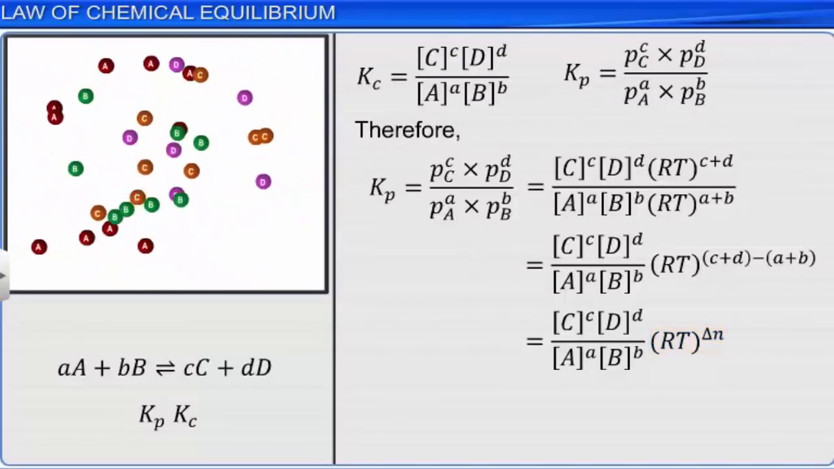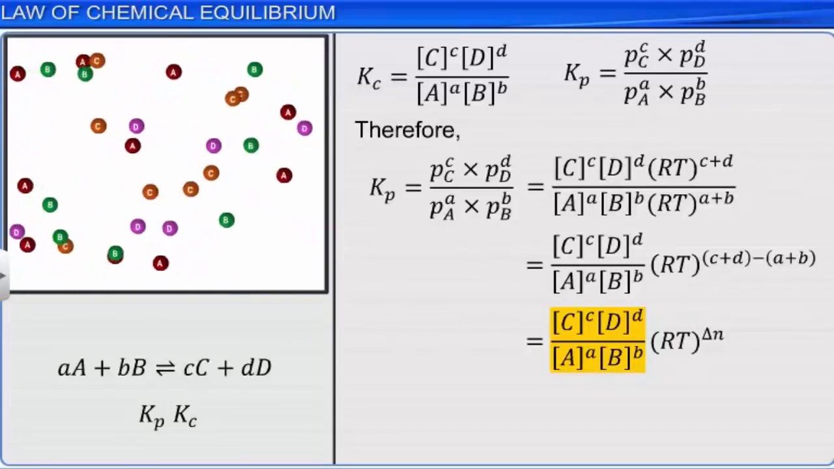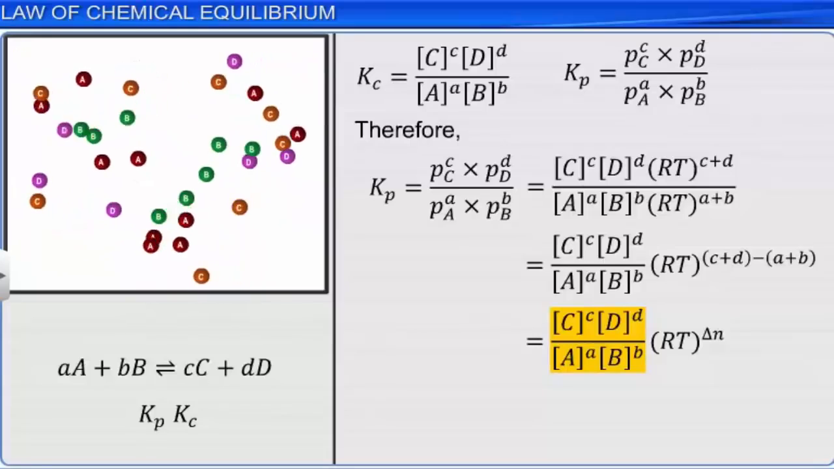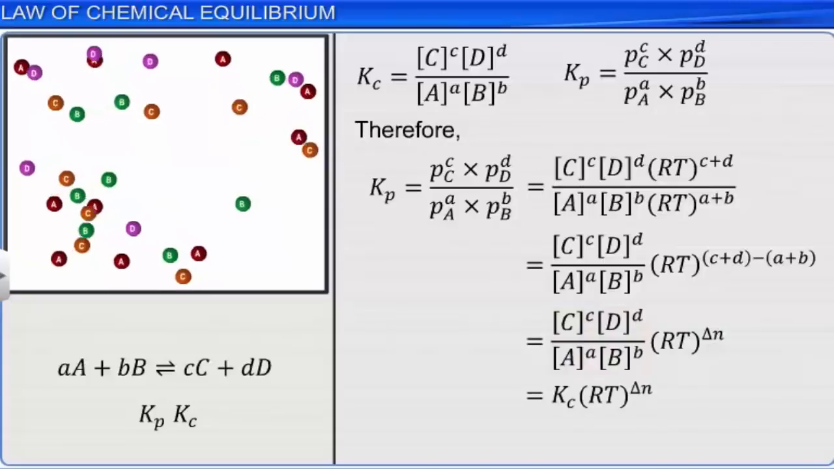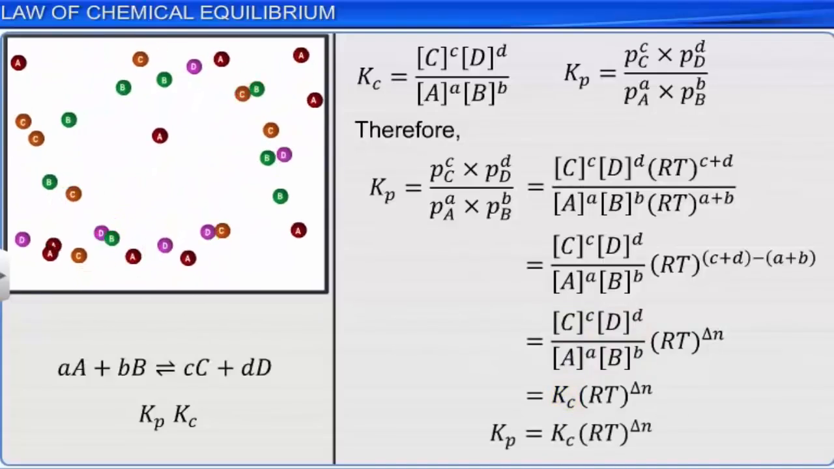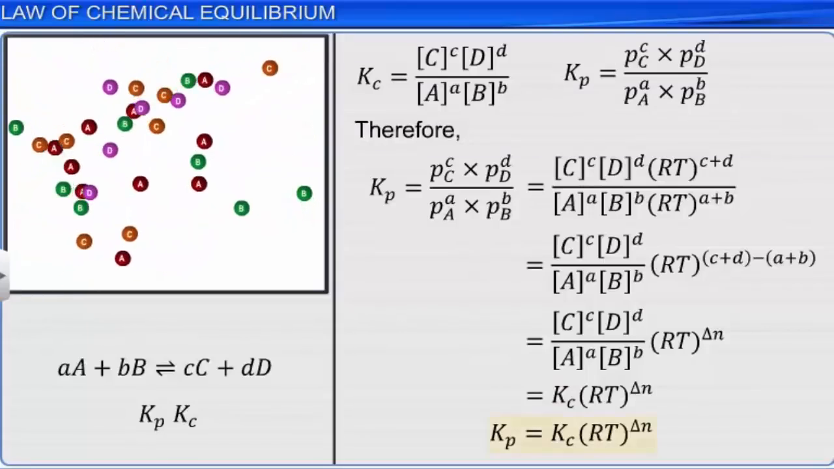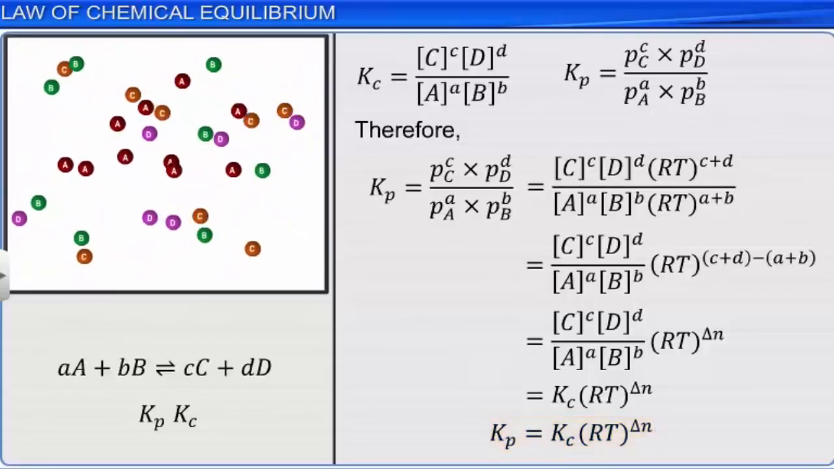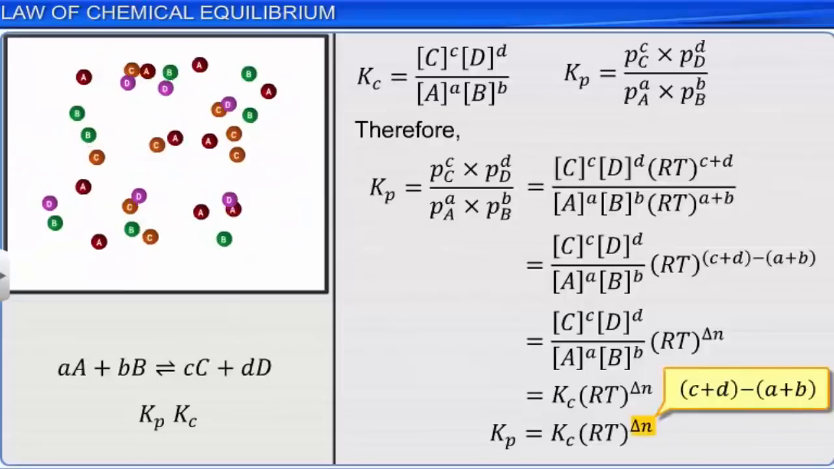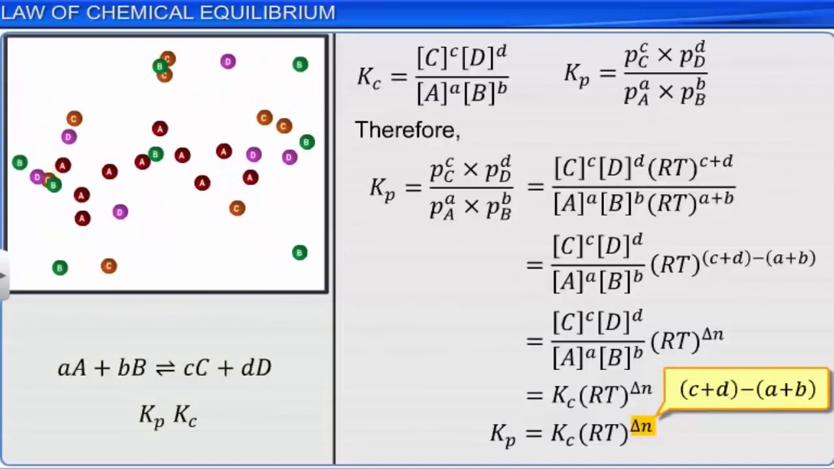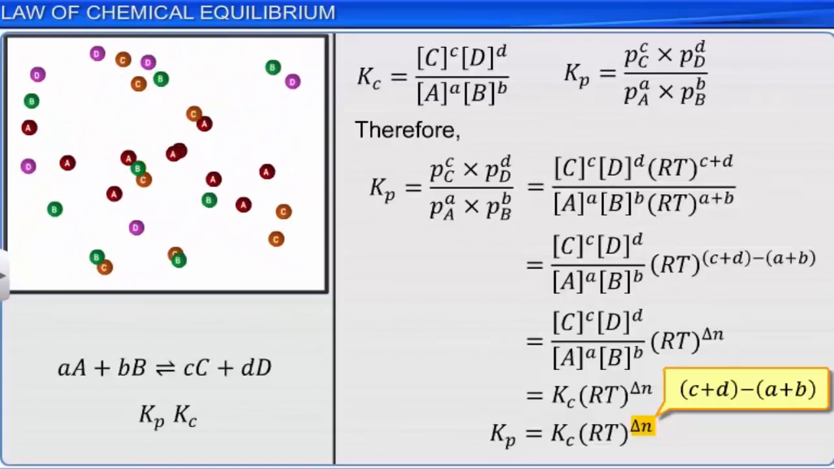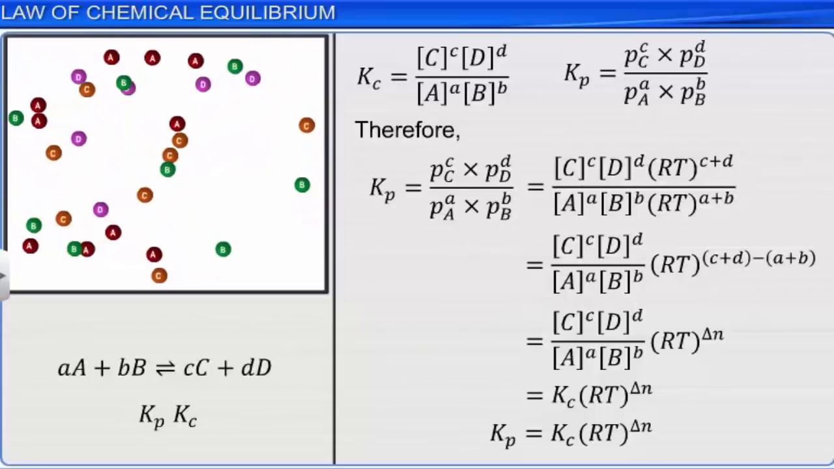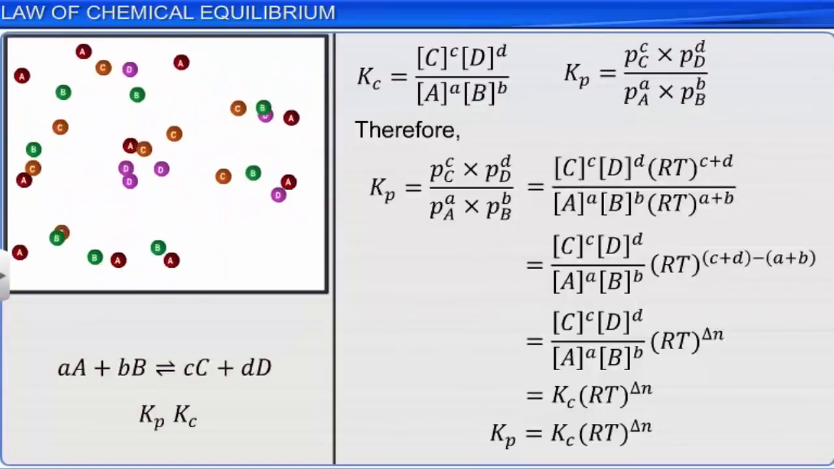Since the product of the concentration of C raised to the power of c and the concentration of D raised to the power of d divided by the concentration of A raised to the power of a and the concentration of B raised to the power of b is equal to equilibrium constant Kc, this can be written as Kp is equal to Kc multiplied by the product of R and T raised to the power of delta n, where delta n is equal to the number of moles of gaseous products minus the number of moles of gaseous reactants. Thus, Kc and Kp are related to each other by the equation Kp is equal to Kc multiplied by the product of R and T raised to the power of delta n.